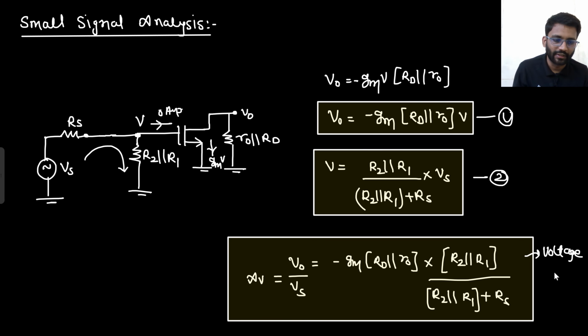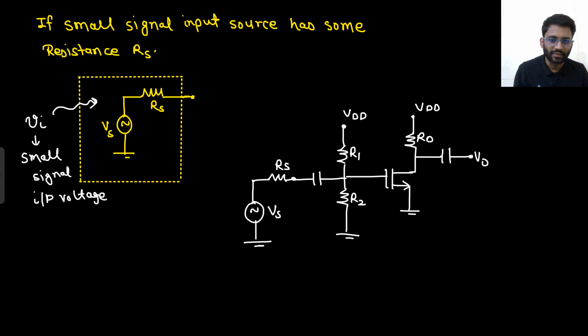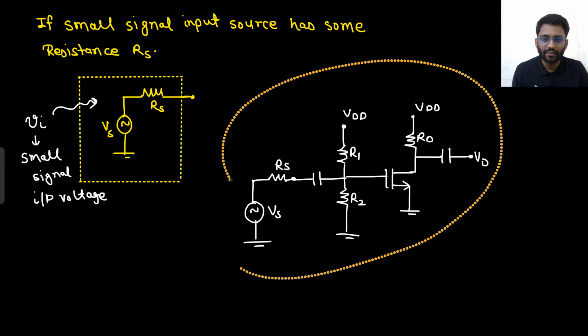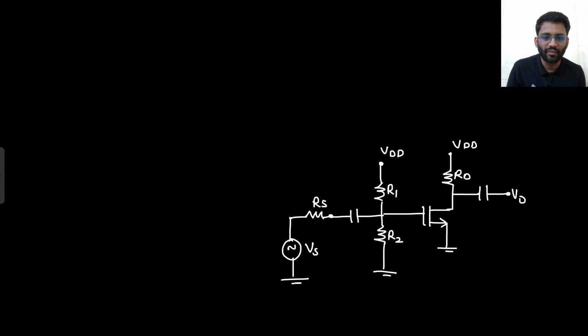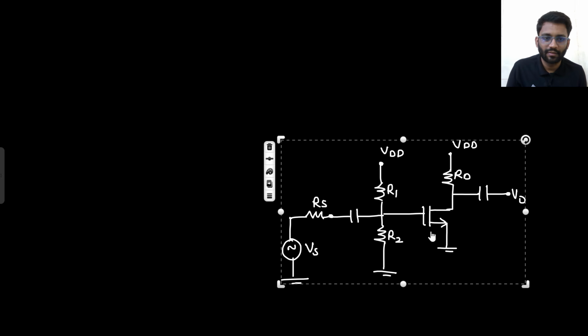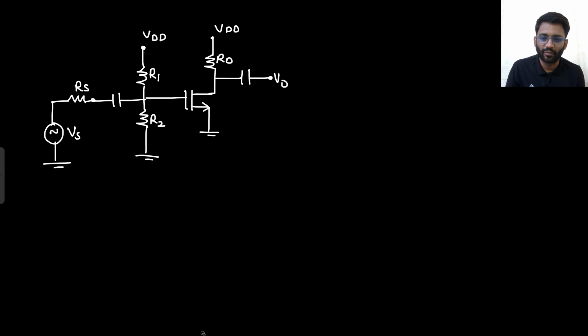This was the voltage gain we calculated. Can you tell me what will be the input resistance? Input resistance. So I guess we can copy this circuit only, or it has been copied only. So in the next slide we will write input resistance, output resistance, everything we will write. So tell me what will be the input resistance.